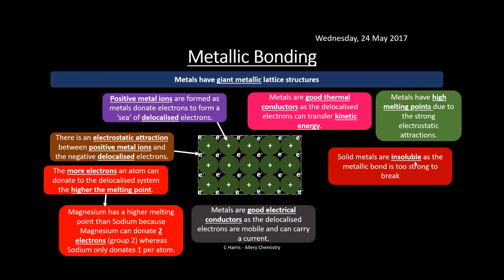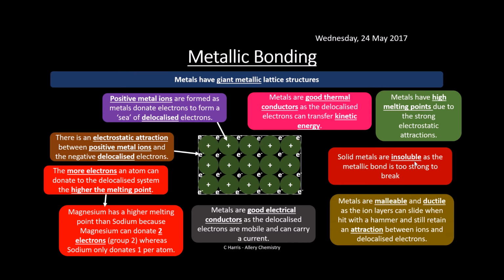Solid metals are insoluble as well. The metallic bond, just like with covalent bonds, is far too strong to break. So thankfully you can put metals in water and they won't dissolve. Metals are malleable and ductile because the ion layers can slide over each other when we hit them with a hammer, and they still retain the attractive force between the delocalized sea of electrons and the positive metal ions.